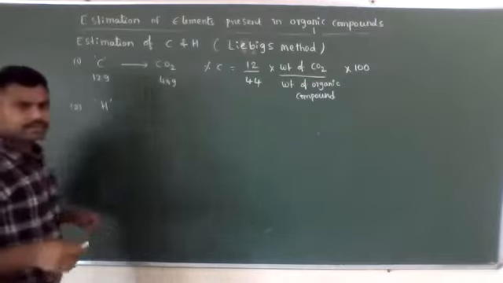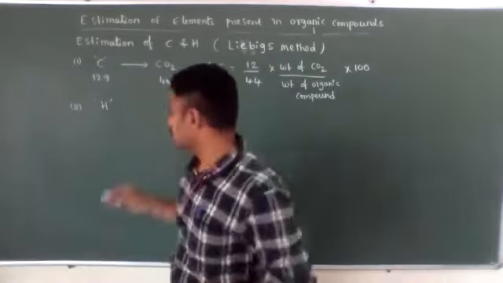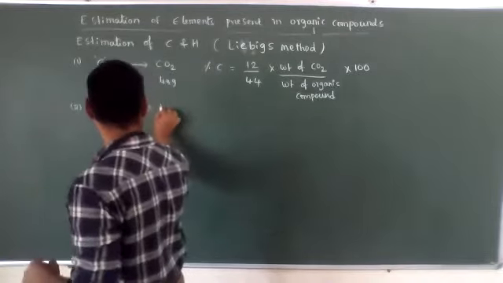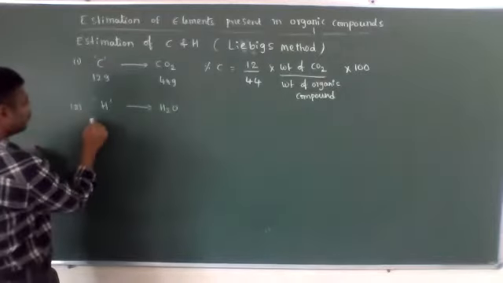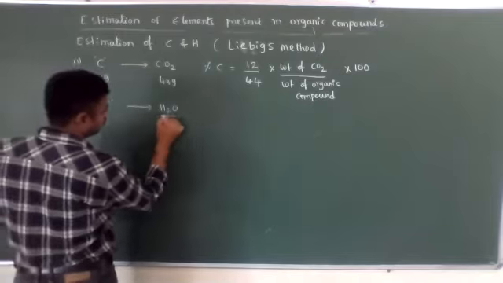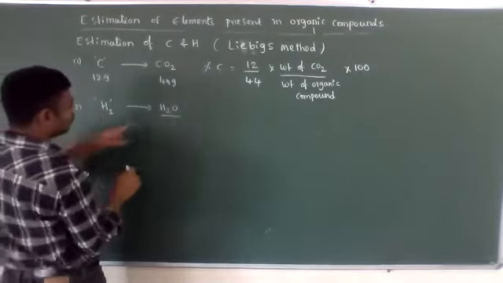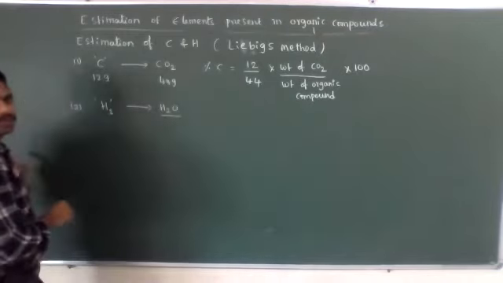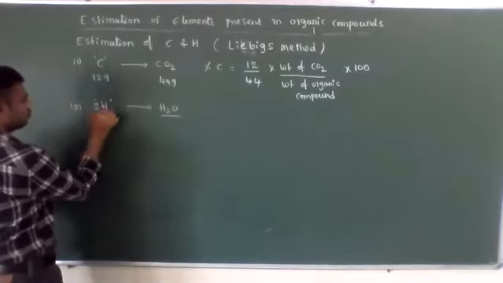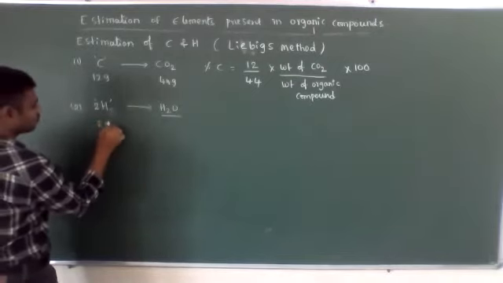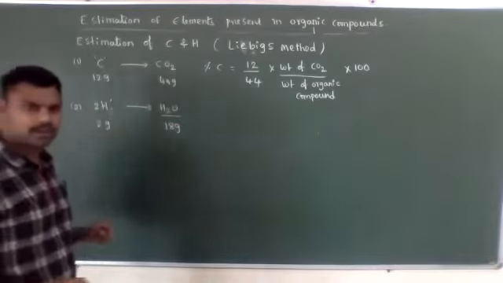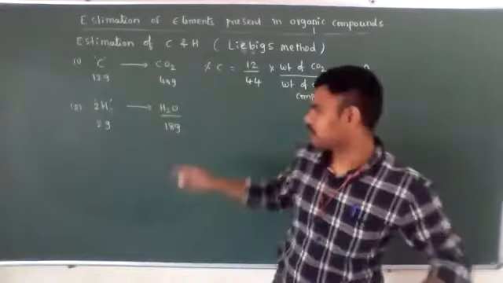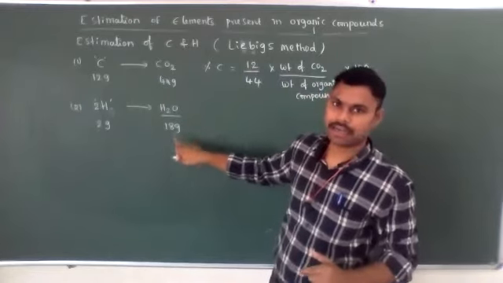whenever hydrogen atoms are present in the organic compounds, the hydrogen atoms are converted into water molecules. Now, what is the gram atomic weight of H2? It is converted into H2O, or 2H. Its weight is equal to 2 grams. This gives 18 grams of water. The gram molecular weight of water is 18.